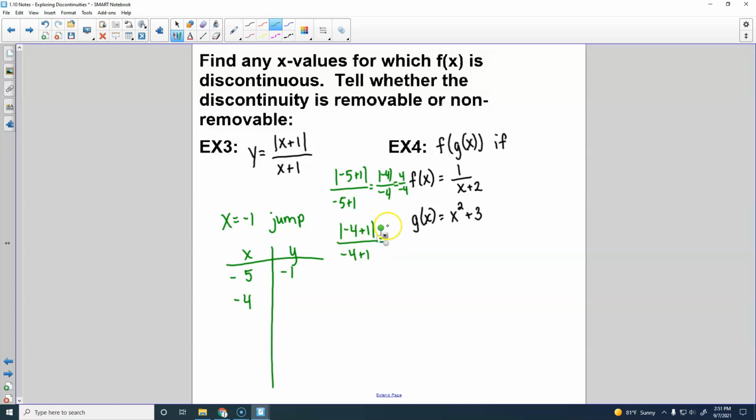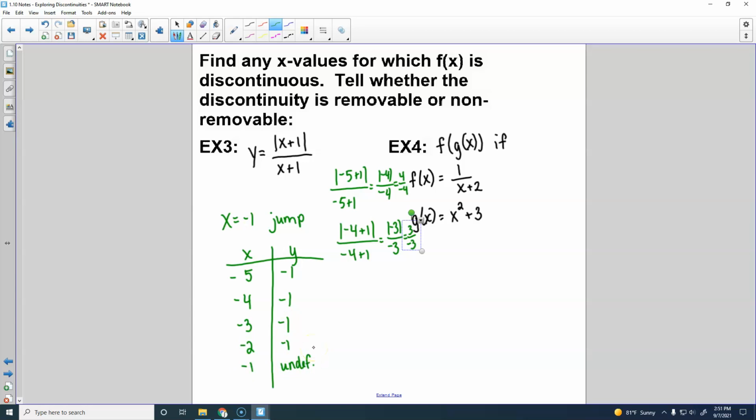This time you're getting 3's, but it's the same thing. Absolute value of negative 3 over negative 3. That's going to be 3 over negative 3, still negative 1. Right. And so that same thing would happen for negative 3. I'd have negative 1. For negative 2, I'd have negative 1. At negative 1, this is undefined.